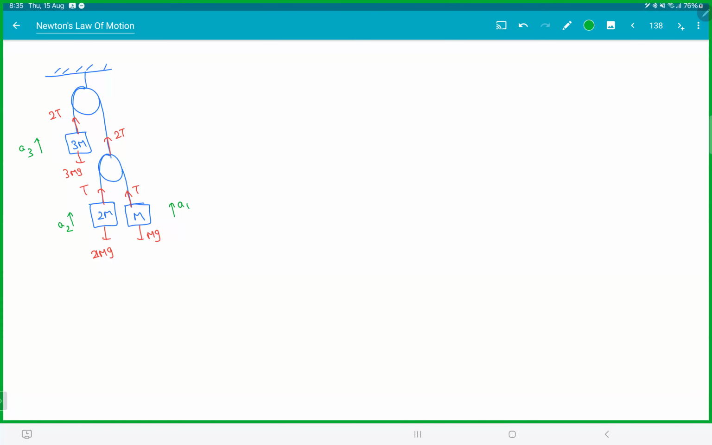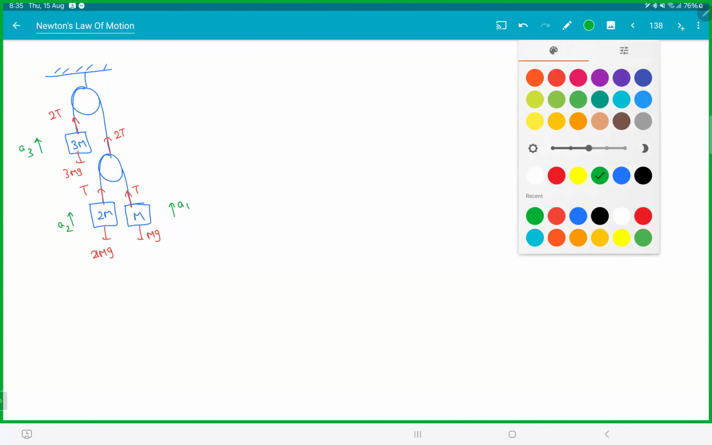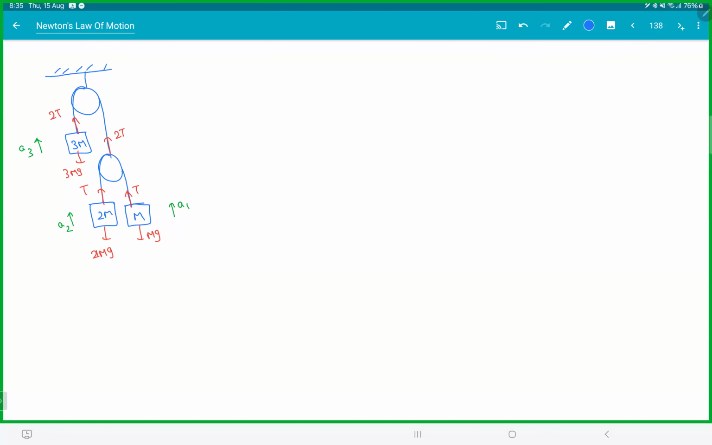Don't worry about who is going up, who is coming down. You can take A3 down if you want, no problem, but keep it simple. Why get confused? Then string constraints. Since there are no angles, I can directly use T into A1, T into A2 plus 2T into A3 equal to 0. So A1 plus A2 plus 2A3 is 0. Some of them are negative. This is your equation 1.